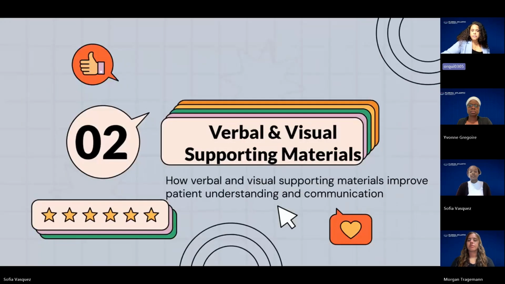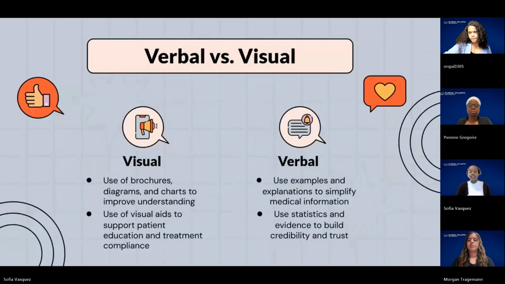Now that we've gone over this, we're going to take a deep dive into verbal and visual supporting materials. Verbal and visual supporting materials are both methods that Hamilton discusses in his chapters that help enhance communication overall and improve understanding with our patients. Visual supporting materials refers to things that we look at to help better understand our medical information. This can include brochures, diagrams, and charts. All these visual aids can help support the patient's education and the medical information that we are conveying to them, and overall improve treatment compliance.